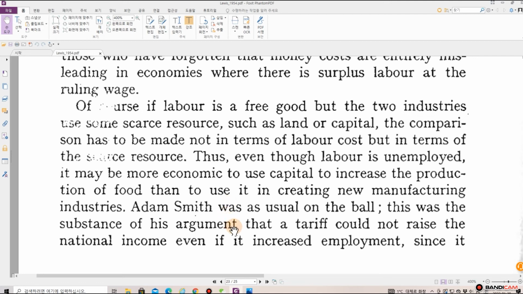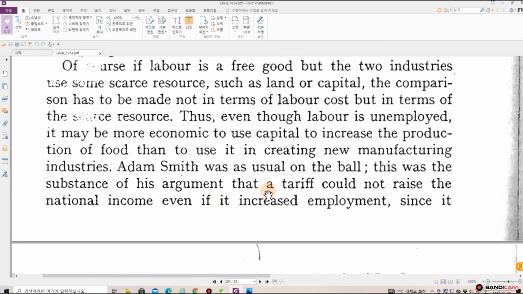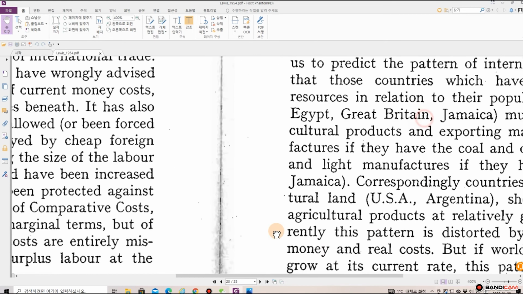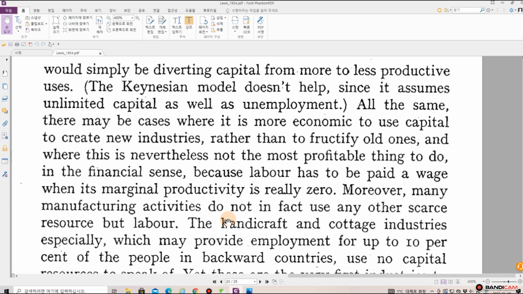Adam Smith was, as usual, on the ball. This was the substance of his argument that a tariff could not raise the national income even if it increased employment, since it would simply be diverting capital from more to less productive uses. The Keynesian model doesn't help, since it assumes unlimited capital as well as unemployment.